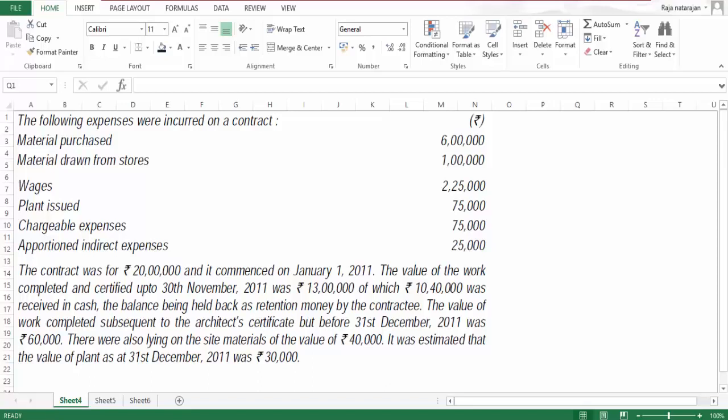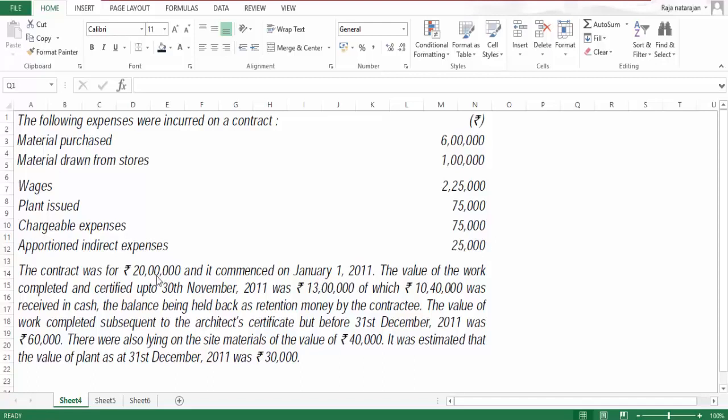The following expenses were incurred on a contract. We have material purchased 6 lakhs, material drawn from stores 1 lakh, wages 2 lakh 25,000, plant issued 75,000, chargeable expenses 75,000, apportioned indirect expenses 25,000.